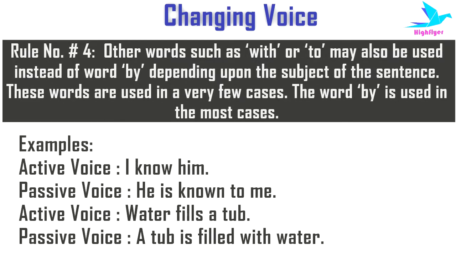Next rule. Other words such as "with" or "to" may also be used instead of the word "by," depending upon the subject of the sentence. These words are used in very few cases. The word "by" is used in most cases. Let's look at some examples. "I know him." In passive form, it becomes "He is known to me." In active form, if you take the sentence "Water fills a tub," in passive form, it becomes "A tub is filled with water." So these are different kinds of rules which will be useful for you while solving these questions.